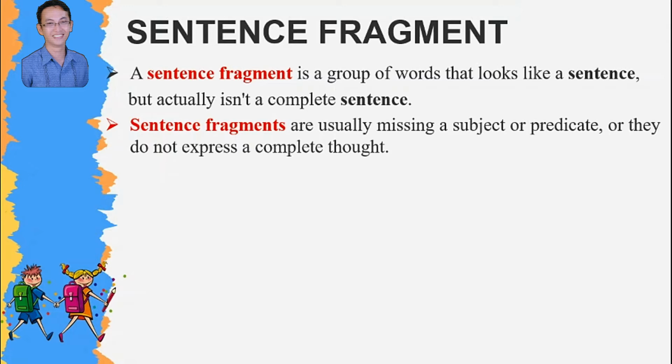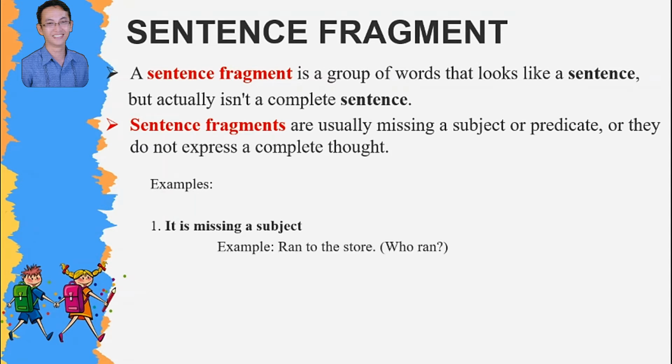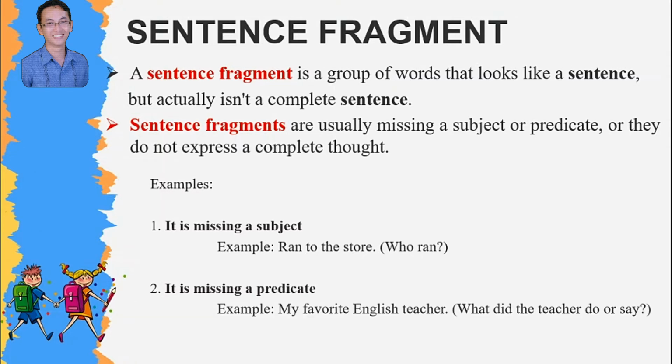Let me give you some examples. It is missing a subject. Run to the store. Who ran to the store? It is not mentioned there. Next. My favorite English teacher. What did the teacher do or say? It is not mentioned there. Therefore, these two are what we call sentence fragments.